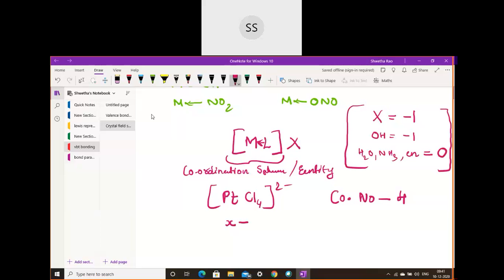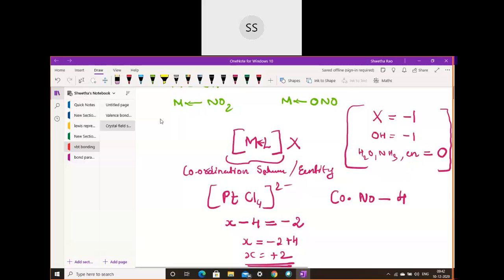How to calculate the oxidation state for this complex: I gave you a few charges. All the halogens carry minus 1 charge: chloride, bromide, iodide, everything. And if you have OH minus, OH carries minus 1 charge. And if you have water, ammonia, and en, all these molecules don't carry any charge, they are neutral. Zero is the charge on them. You need to keep these basic things in mind so that you can calculate the oxidation state of the metal.